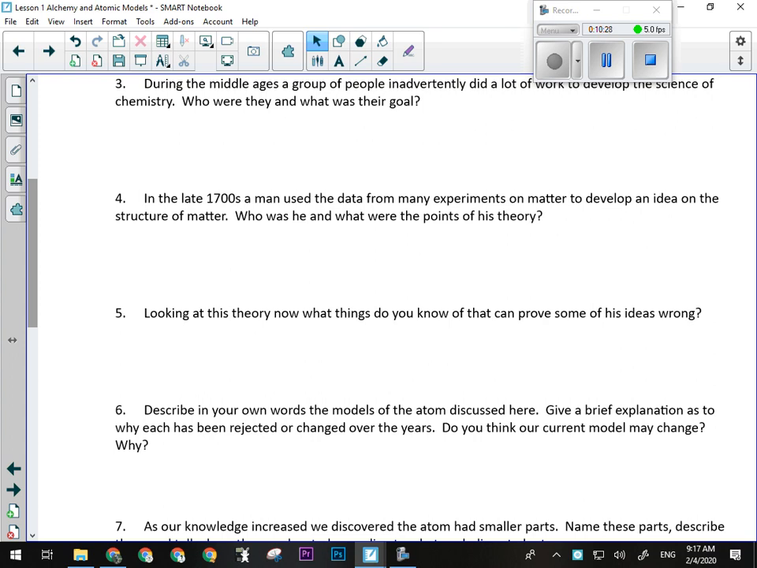So nuclear fission and nuclear fusion both involve altering the nucleus of the atom, hence they're nuclear science. So how does that work? How do we split the atom?